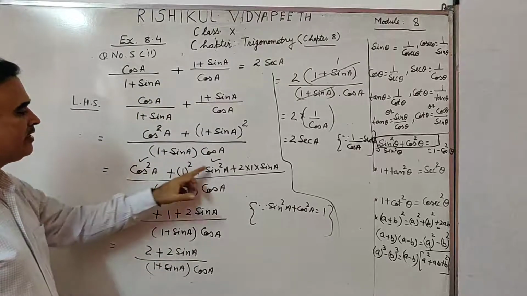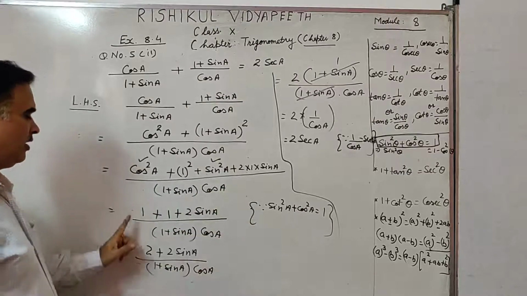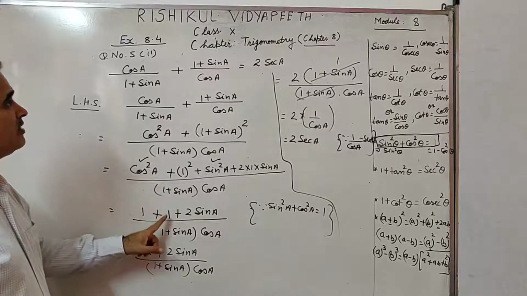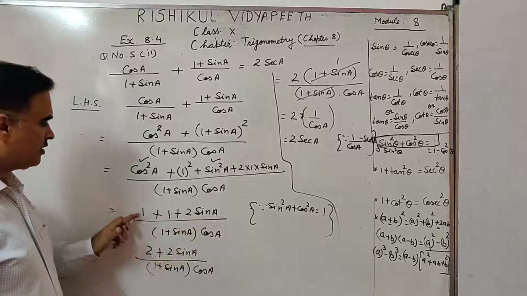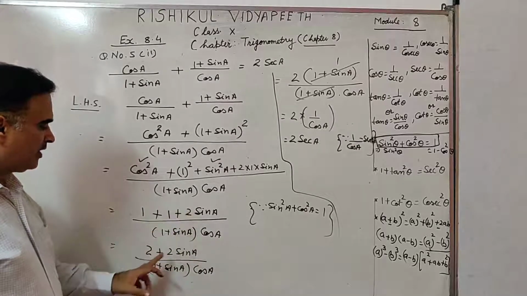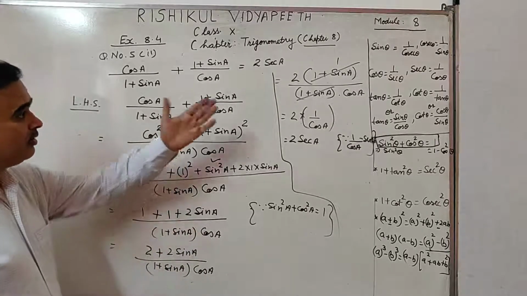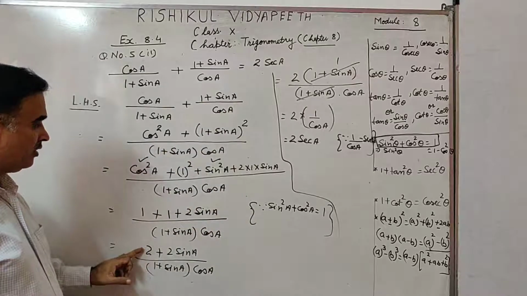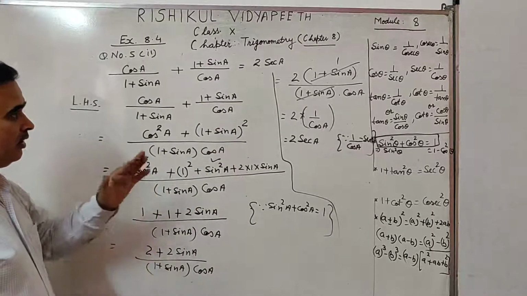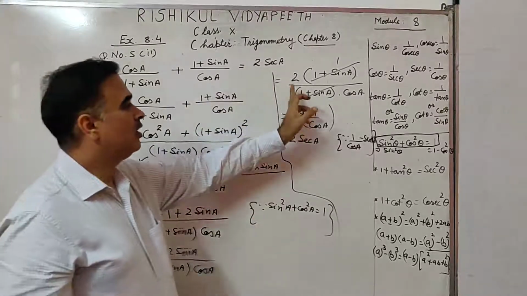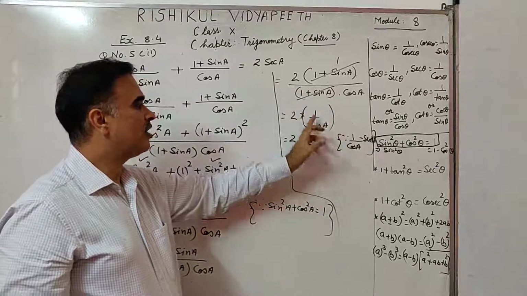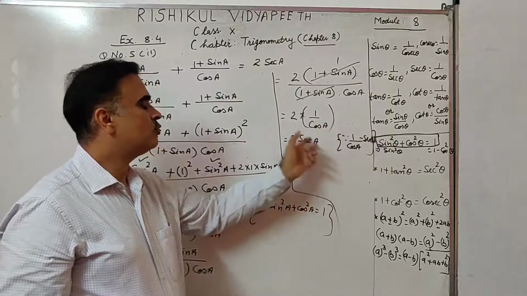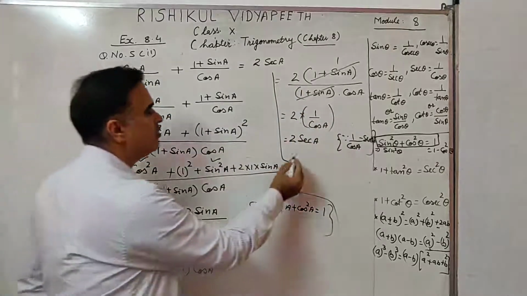Here you apply this identity: cos square A plus sin square A is 1. Then 1 plus 1 plus 2 sin A. 1 plus 1 is 2, so 2 plus 2 sin A. 2 is common, we have taken 2 common. It is 1 plus sin A upon cos A. It cancels out. So 2 into 1 upon cos A. 1 upon cos A is sec A. So it is 2 sec A. So LHS equals RHS.